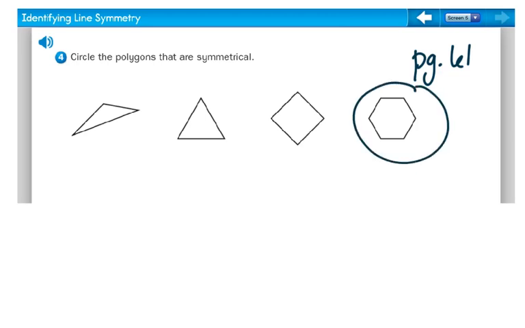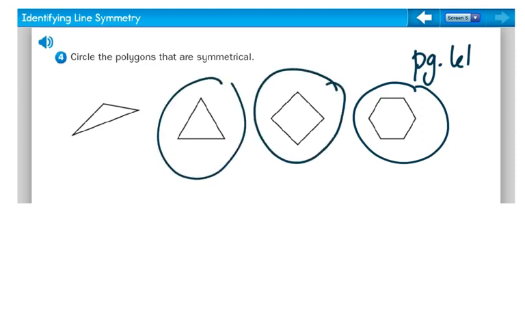This looks awfully similar to what we just did. We've seen this and we saw this. This is called an equilateral triangle or an acute triangle. The only one that is not symmetrical is the first one.